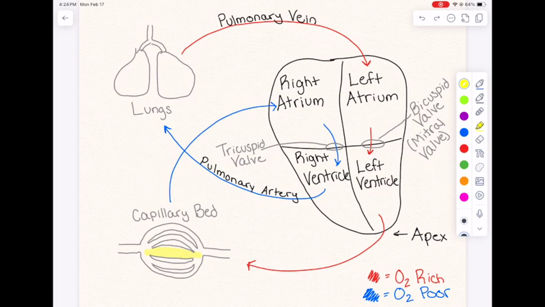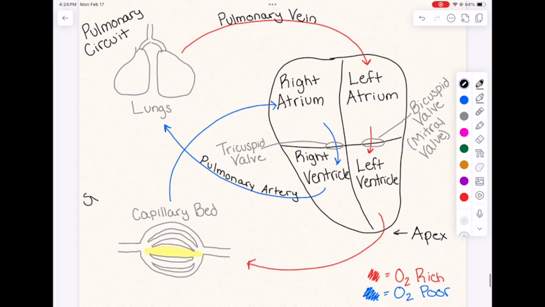The second circuit is called the systemic circuit. The blood leaves the left ventricle to go to the capillaries, and then after dropping off nutrients and oxygen to the tissues, returns back to the right atrium. The names of those two circuits are the pulmonary circuit, which carries blood to and from the lungs, and the systemic circuit, which carries blood to and from the rest of the body.